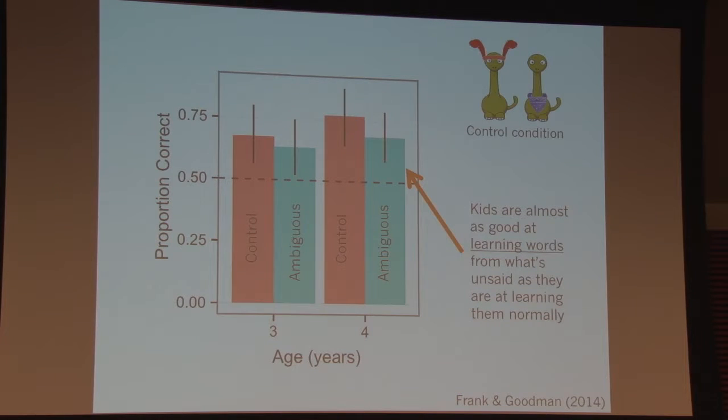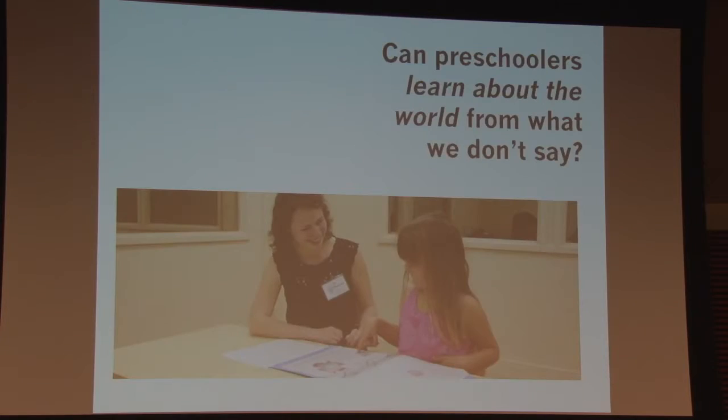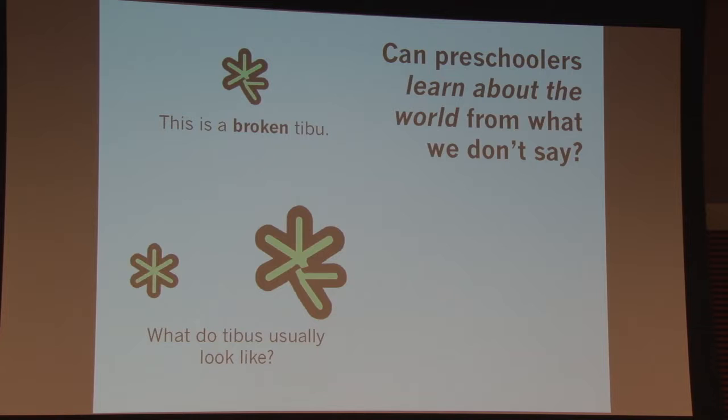The last study we did asked whether preschoolers could learn about the world from what we don't say. So this is Allie Horowitz, who did her dissertation in my lab and worked at Bing throughout graduate school. And in her dissertation studies, she showed children very simple displays like this one. So she said things like, this is a special kind of tibu, this is a broken tibu. And then she asked children to generalize this new category that she was teaching. She said, what do tibus usually look like?